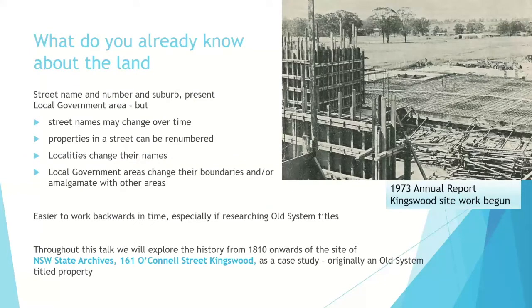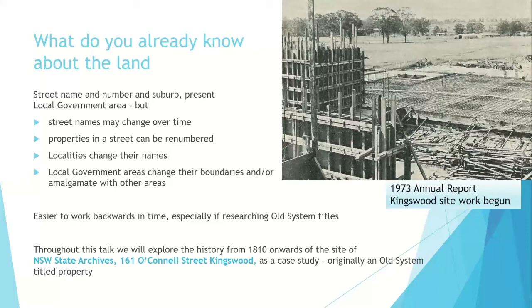So what do we already know about the land? Well, often you only have street name and number and suburb. You might know the present-day local government area. But you need to be wary because street names change over time. Properties in a street can be renumbered. And indeed, many early suburbs of Sydney particularly don't use street numbers, they use house names.